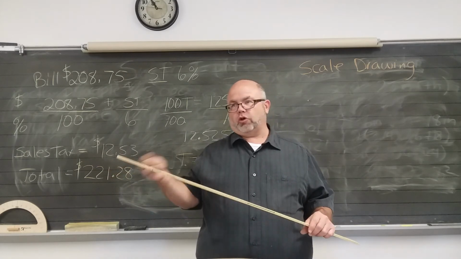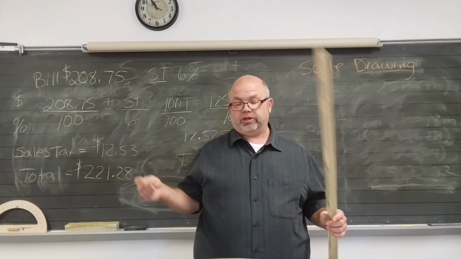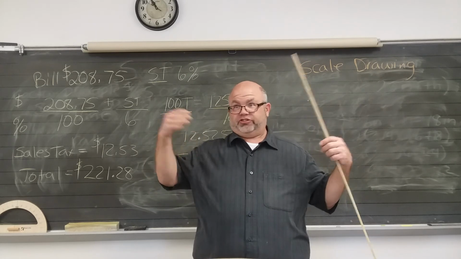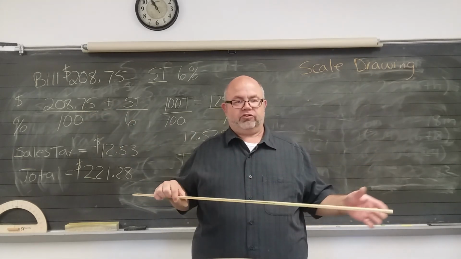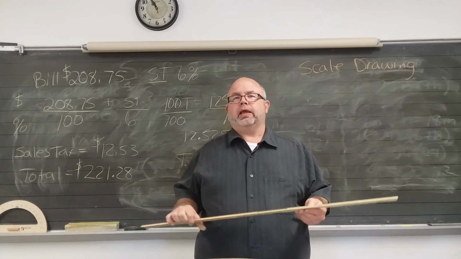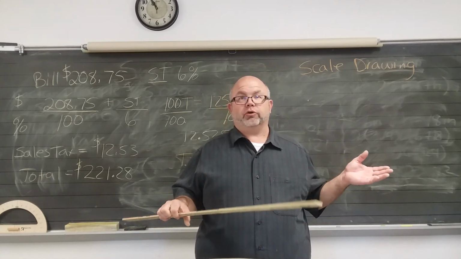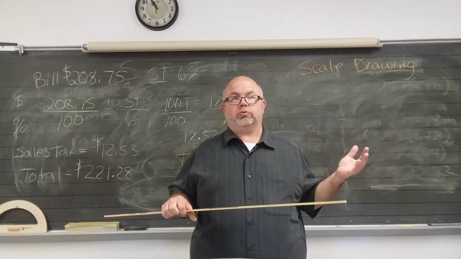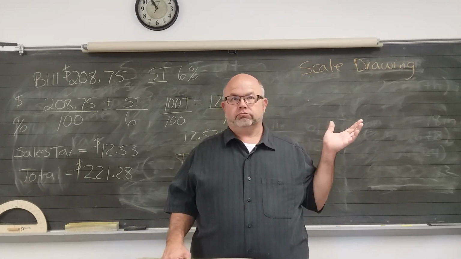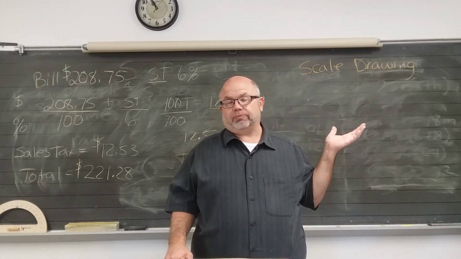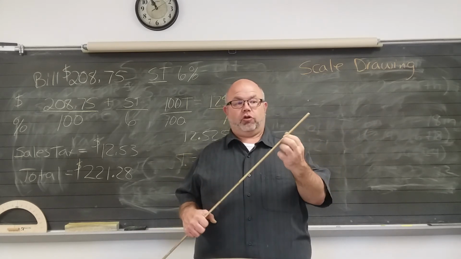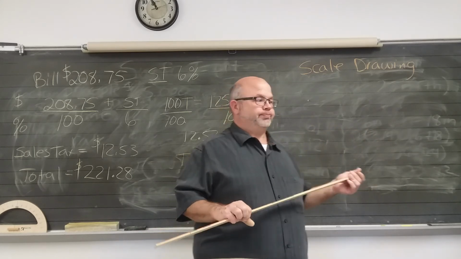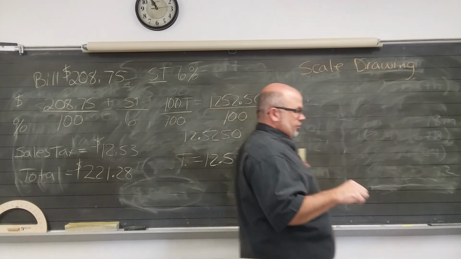You do this when you're drawing a building or something like that. As I told you before, you can't draw the actual size of the building on paper. So you make it smaller. If you're drawing a 20-foot room, you could say 1 inch equals 5 feet or something like that, and then your room would be 4 inches wide on the scale drawing. So there's a proportion that you can use to do that.